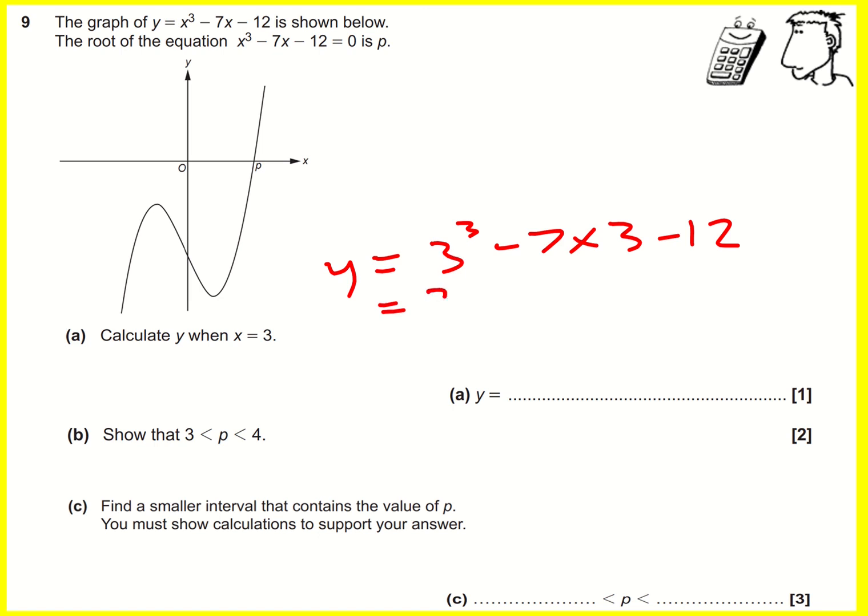3 cubed is 27, so 27 minus 21 minus 12, that's going to be 6 minus 12, it's going to be minus 6. Of course, you can do that with a calculator really quickly, to be honest, if you prefer.